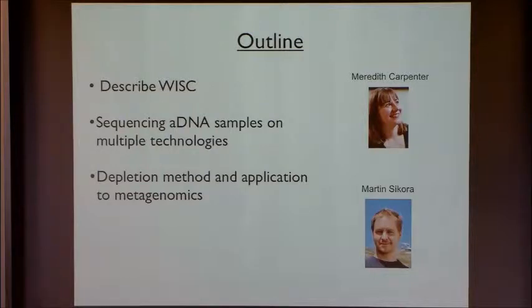Okay, so the outline of the talk: I'll describe WISC in a bit of cursory detail for those of you interested. This has been published in a paper last year in the American Journal of Human Genetics. I'll then tell you about the orthogonal validation work, and then close with the work on metagenomics. And I also want to acknowledge Martin Sikora, who's a postdoc who's done much of the analysis that I'll be talking about, particularly for the second part.